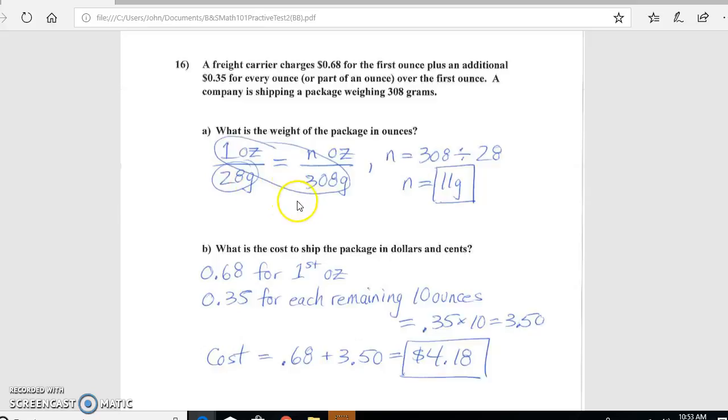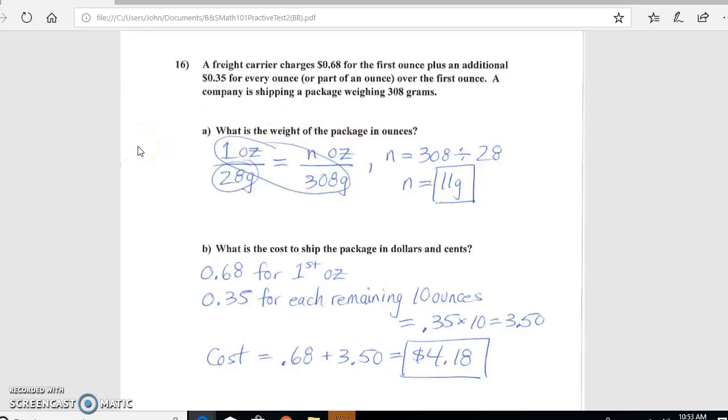And then we're going to solve this problem using a proportion. We are given 308 grams. We're going to put that on the bottom over here. Grams on the bottom, both sides. And we're going to solve for the number of ounces on the top. Ounces are on both sides as well in this proportion.